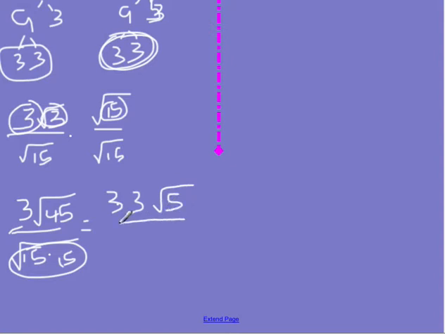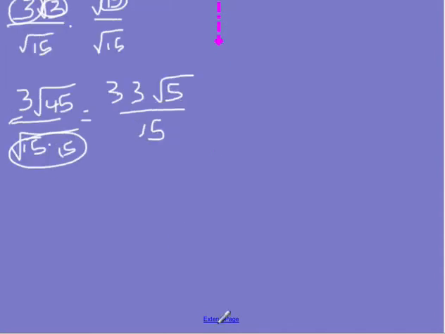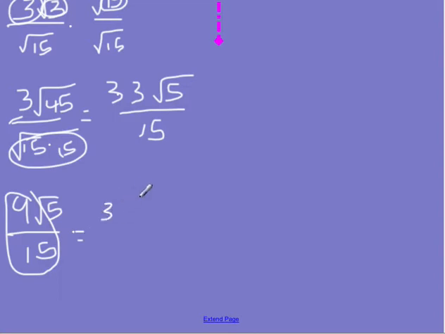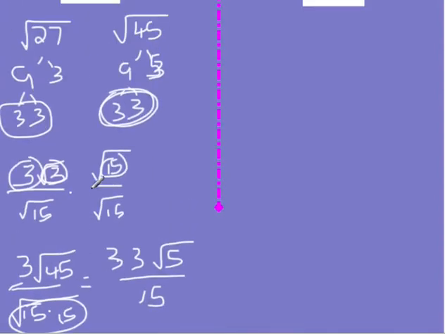Then when I have the square root of 15 times 15, that's just going to end up being 15. So 3 times 3 is 9, so I have 9 square root of 5 divided by 15. So on the outside, I have this 9 over 15. So I can actually reduce that fraction. 9 and 15 are both divisible by 3. So I get 3 square root of 5, and 15 divided by 3 is 5. So I get 3 square root of 5 divided by 5 for my final answer for number 7.